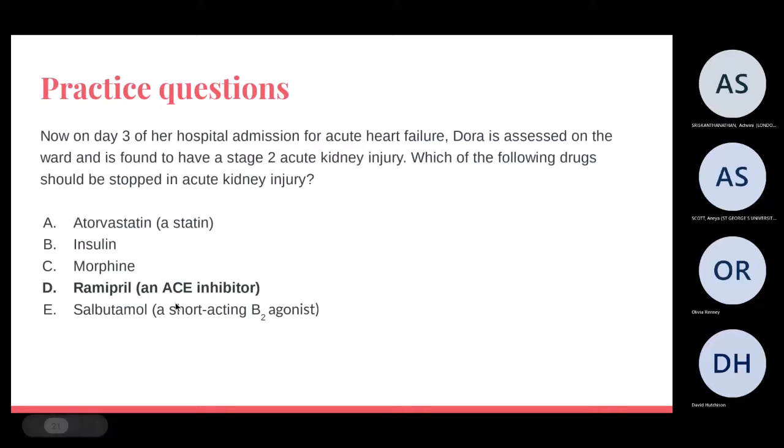So ACE inhibitors, as I said before, in an acute kidney injury, are no good because they reduce the GFR. There's a really nice diagram actually that I've completely nicked from Professor D'Oliveira, so all credit to him.